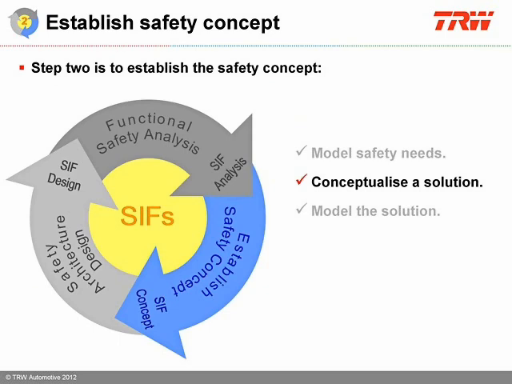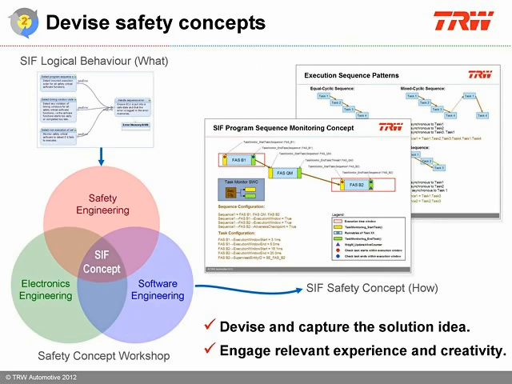The second step of safety architecture design is to establish a safety concept or solution for each SIF. To devise a design solution to the SIF often requires input and collaboration of safety, electronic and software engineering disciplines. The ECU architect holds a workshop and invites hardware, software and safety engineers with relevant experience to help develop the safety concept. The workshop allows the different engineering disciplines to develop a concept with the freedom to be creative in applying their experience to the task.